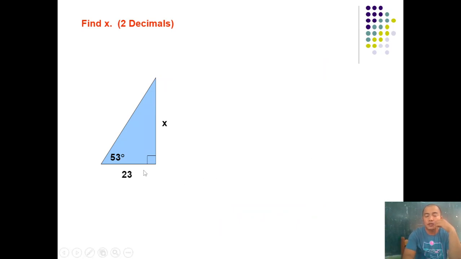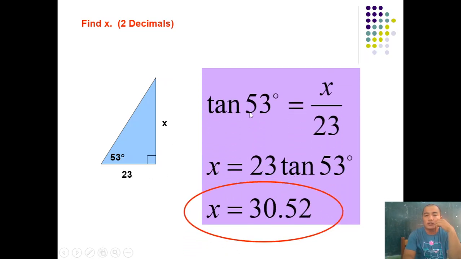Another, 53 degrees, opposite side is x, unknown, adjacent side is 23. We will use the tangent function. Tangent 53 is equal to x over 23, multiply both sides by 23. The answer is 30.52.